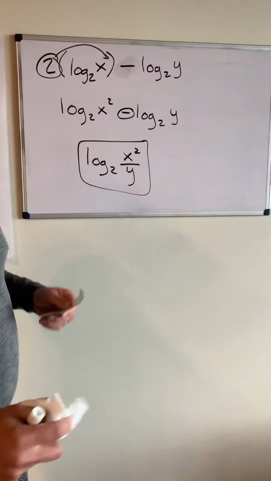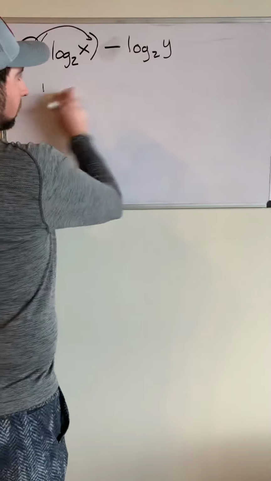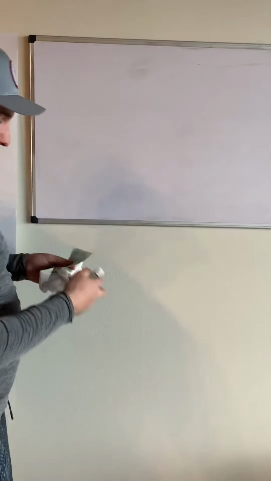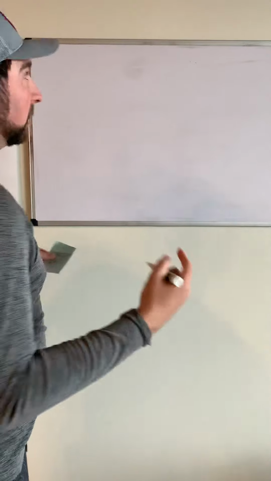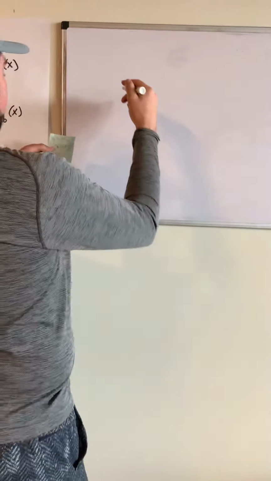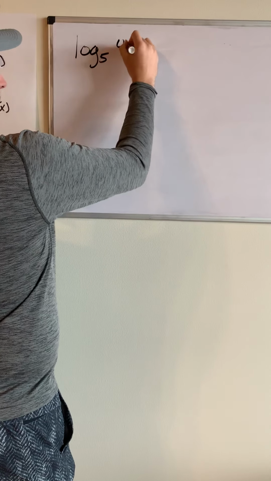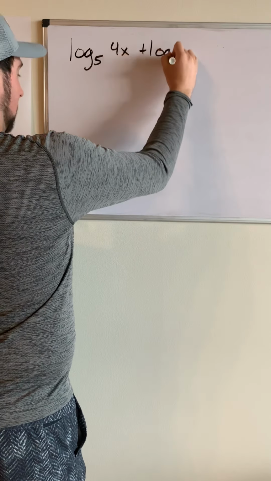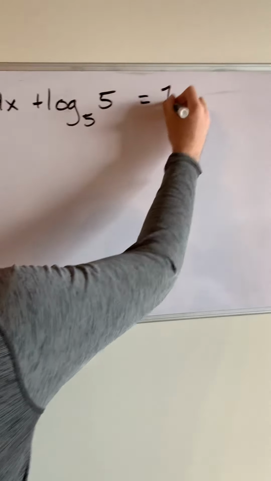Okay, last one is going to be evaluating. So let's talk about evaluating. We're gonna go back to a simple example here. Evaluating is actually super cool. And it's why we like this whole log properties thing. So I'm gonna go back to this. Log base 5, 4x plus log base 5, 5 equals 1.